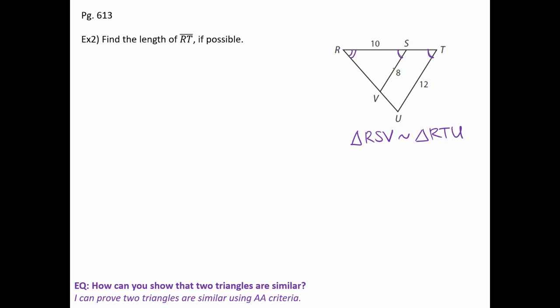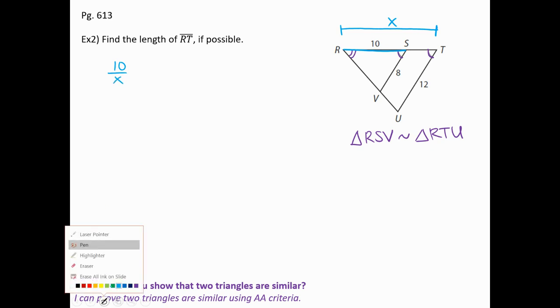Now, in order to do this, I need to set up a proportion. I'm going to match up my sides here. I'm supposed to be finding RT. So I'm going to start with blue, and I'm going to make just a mark here that I want R to T. That's the thing I want, so I'm going to call it X. And so RT would match up with RS. And like I said, I like to do small to big, so I'm going to do 10 over X. But it is totally your choice.